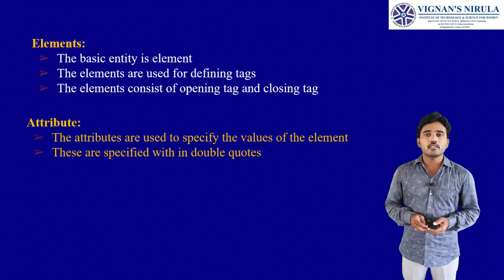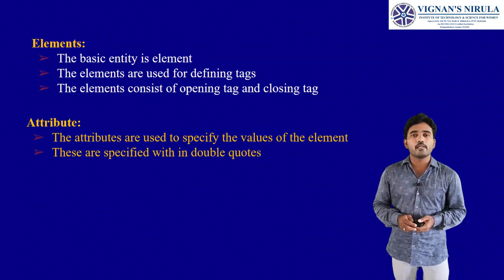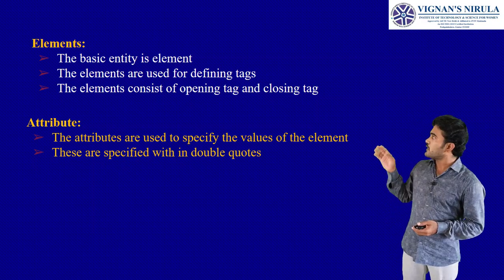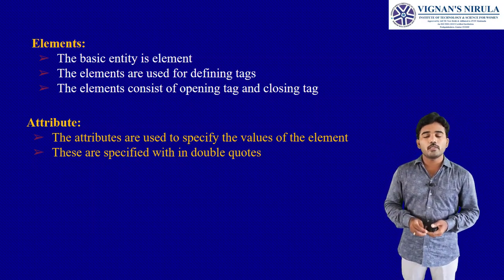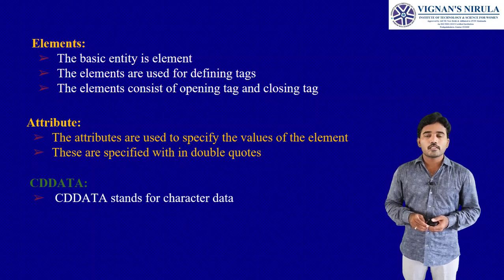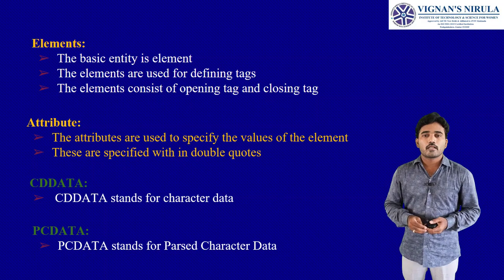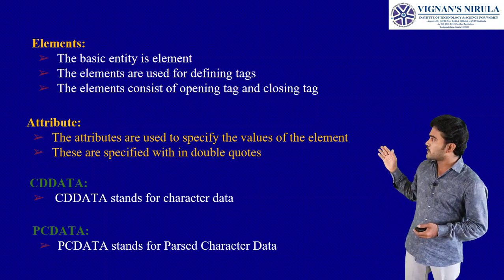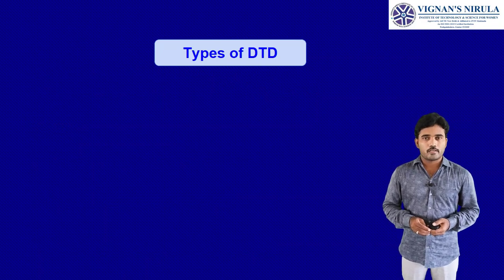And these elements consist of an opening as well as a closing tag. That is the first basic building block, the element. Coming to the second one, that is the attribute. The attributes are used to specify the values of the element, and these are specified in double quotes. Understood? As I mentioned already, CDATA stands for character data, whereas the next one, PCDATA, stands for parsed character data.